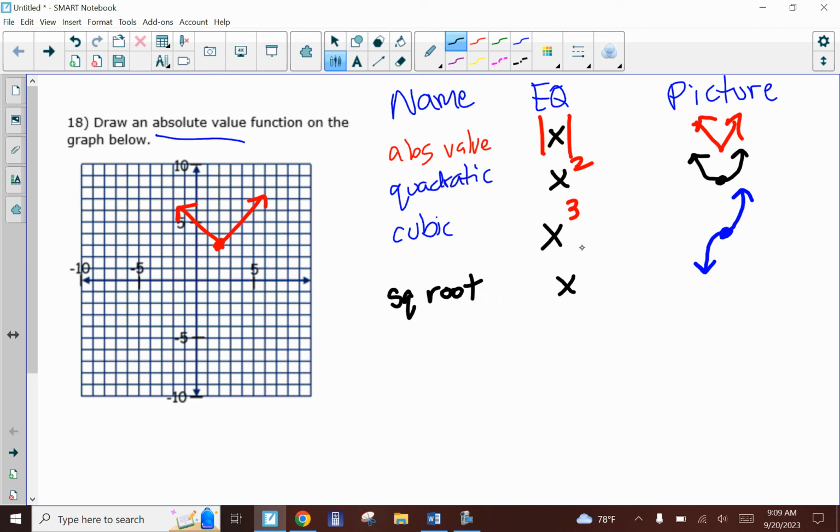Okay, so then the next one is going to be the square root. So the x is going to be like this, and the thing in the equation that makes it a square root is the square root symbol. And that shape has a dot, and then it just kind of curves up and to the right.